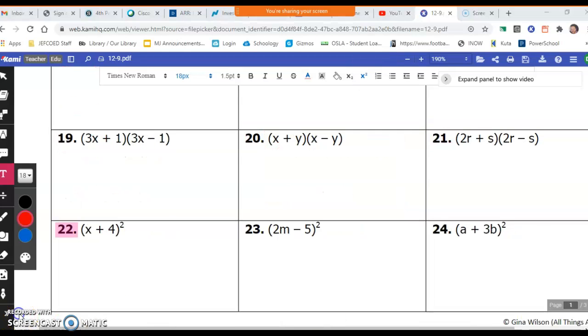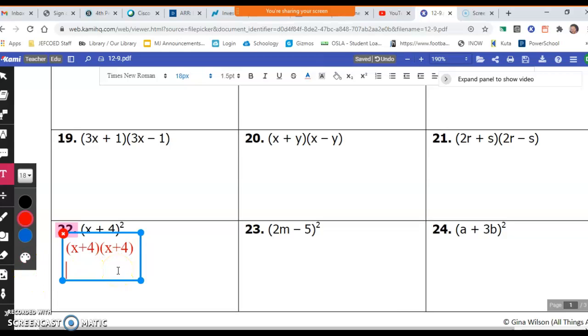squared. All right, 22, we have a binomial that has been squared. When you have a number, or really anything, a term, a value that has been squared, how many of them are there? There's two of them. So really, the first thing that we have to do here is write out that there's two of them. So we're going to have x plus 4 with an additional x plus 4. Okay?